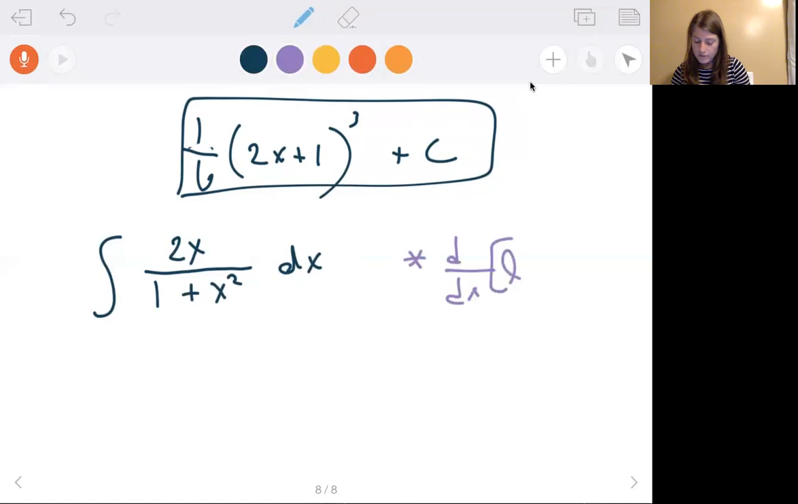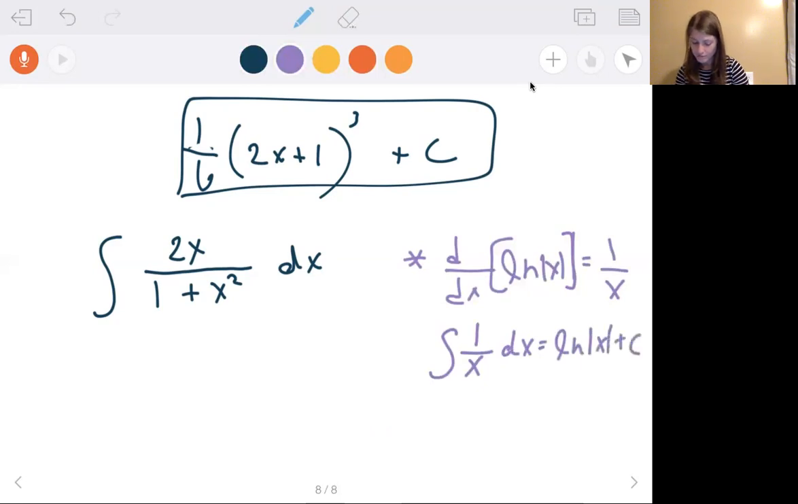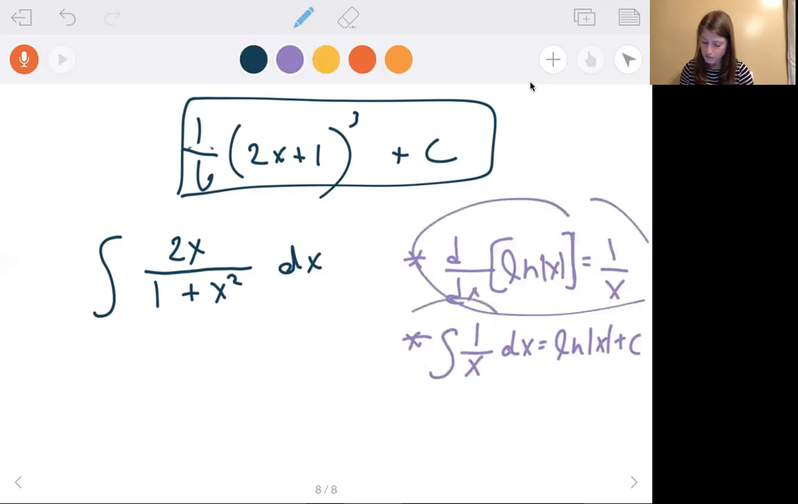We know that the derivative of the natural log of the absolute value of x is going to be 1 over x. And last time we said that the antiderivative of 1 over x is the natural log of the absolute value. Just like you really needed to memorize the rule for natural log, you really need to memorize the antiderivative of 1 over x, because it's one that we often forget about.